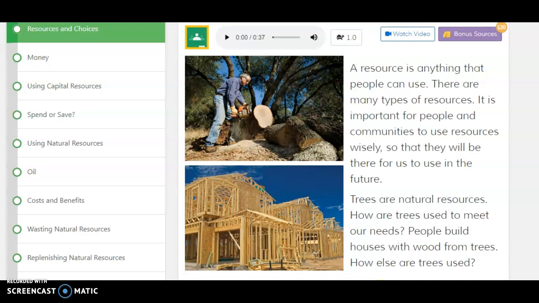So the first part says a resource is anything that people can use. There are many different types of resources. It is important for people and communities to use resources wisely so that they will be there for us to use in the future. Trees are natural resources. How are trees used to meet our needs? People build houses with wood from trees. How else are trees used?